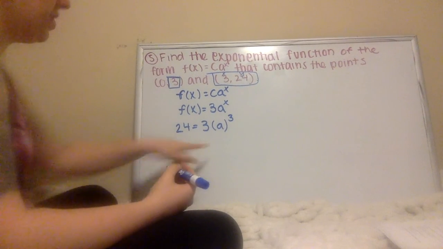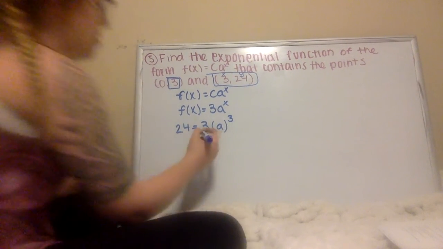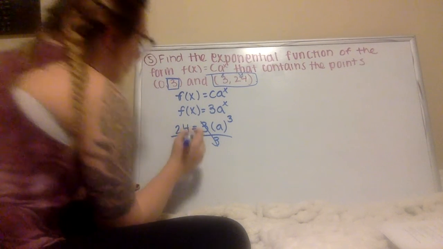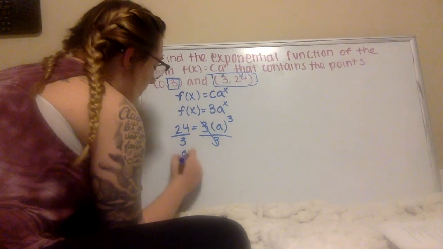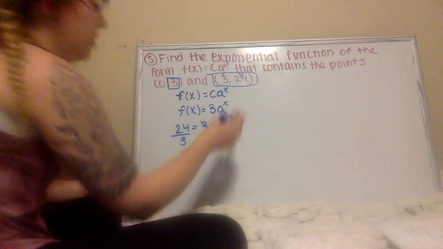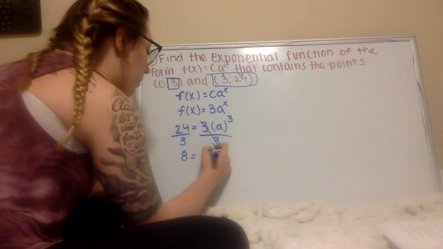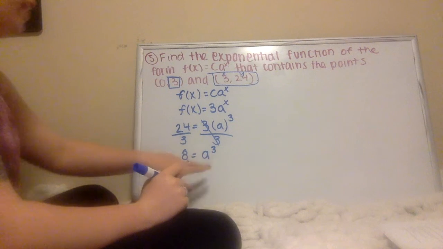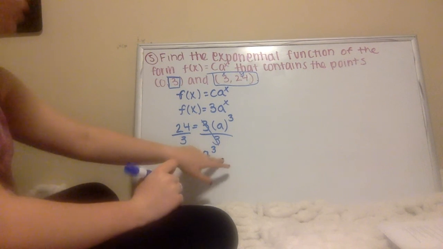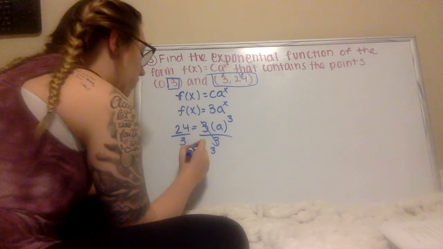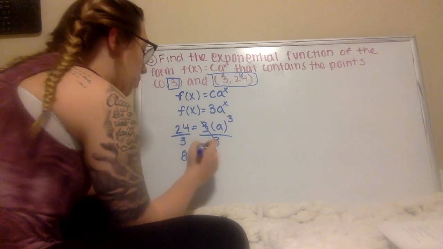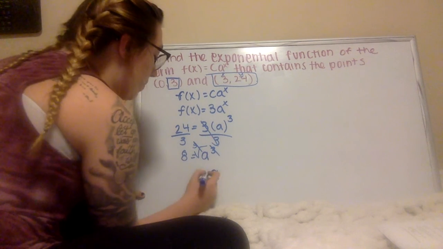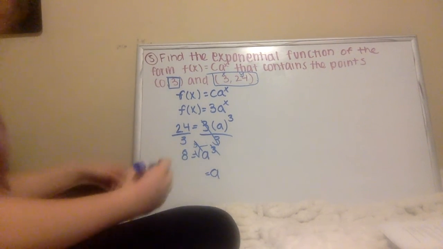First things first, to get a by itself, we've got to divide by this 3, so we divide by 3 on both sides. And this gives us 8. So now we have 8 equals, and then what's left is our a cubed. Then to cancel out this cube and get a by itself, we know that we need to take the cube root. The cube root is what's going to cancel and leave us with that a. But we did it to one side, so we've got to do it to the other side.